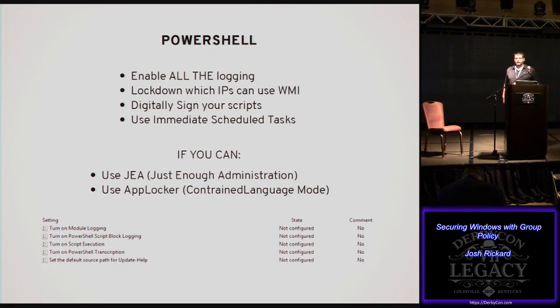So, and again, you use immediate scheduled task. PowerShell remoting is awesome, but if the system is compromised, you're screwed. Security access token, again, can be delegated and actually used to launch other services. So with immediate scheduled tasks, there is only a one-time use token, and you can't delegate it. You can't impersonate it. You can't use it for anything else.